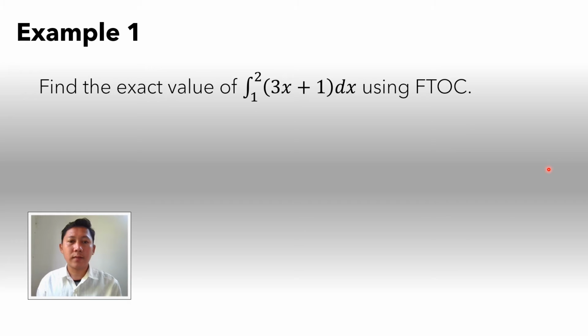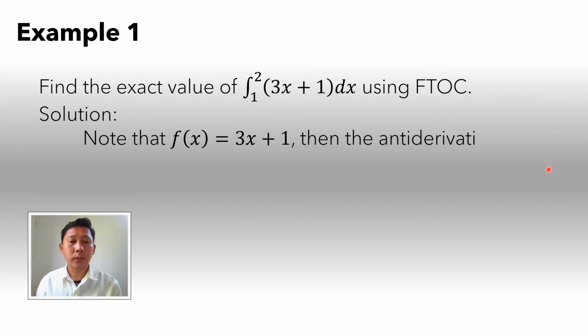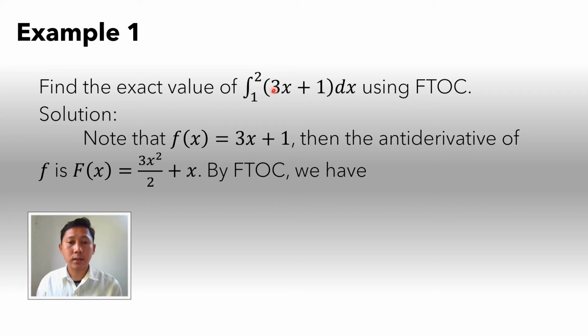So now let's take an example. Find the exact value of the integral of the quantity 3x plus 1 dx from 1 to 2 using FTOC, or the fundamental theorem of calculus. So we have our solution. Note that the function f of x is 3x plus 1. Then the antiderivative of the function, uppercase F of x, is equal to 3x squared over 2 plus x. So by the fundamental theorem of calculus, we have this one.